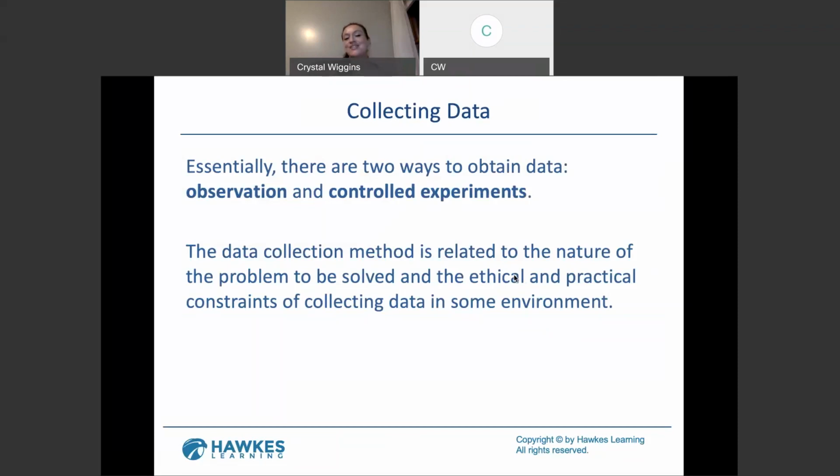Okay, so data collection method is related to the nature of the problem to be solved and the ethical and practical constraints of collecting data in some experiments. So, for example, there are many cases where a simulation, which is another way to collect data, and a simulation is more like an experiment, but you are simulating the experiment versus actually using human subjects. And there's many reasons why you'd want to do a simulation. And two of the main reasons are either it takes too long to do it as an experiment, or it's too dangerous to do as an experiment.